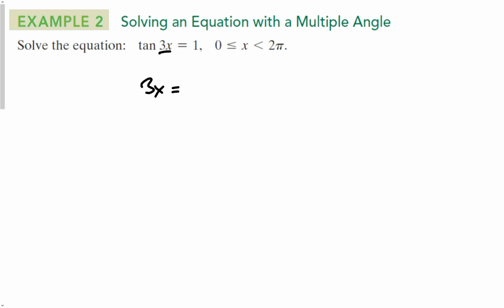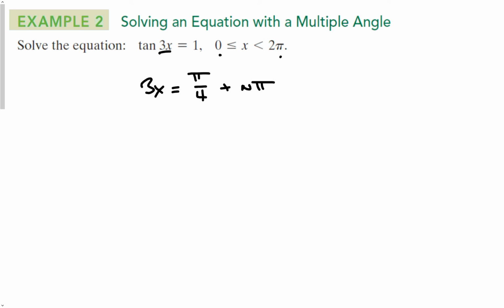And from your unit circle, you should know that that is pi over 4. So at pi over 4, the tangent of pi over 4 is equal to 1. So that means 3 times x has to be equal to pi over 4. Also, don't forget that the period of tangent is pi, not 2 pi, pi. Okay, so this would give me every possible answer, but I don't want every possible answer. I only want the specific answers in between 0 and 2 pi.